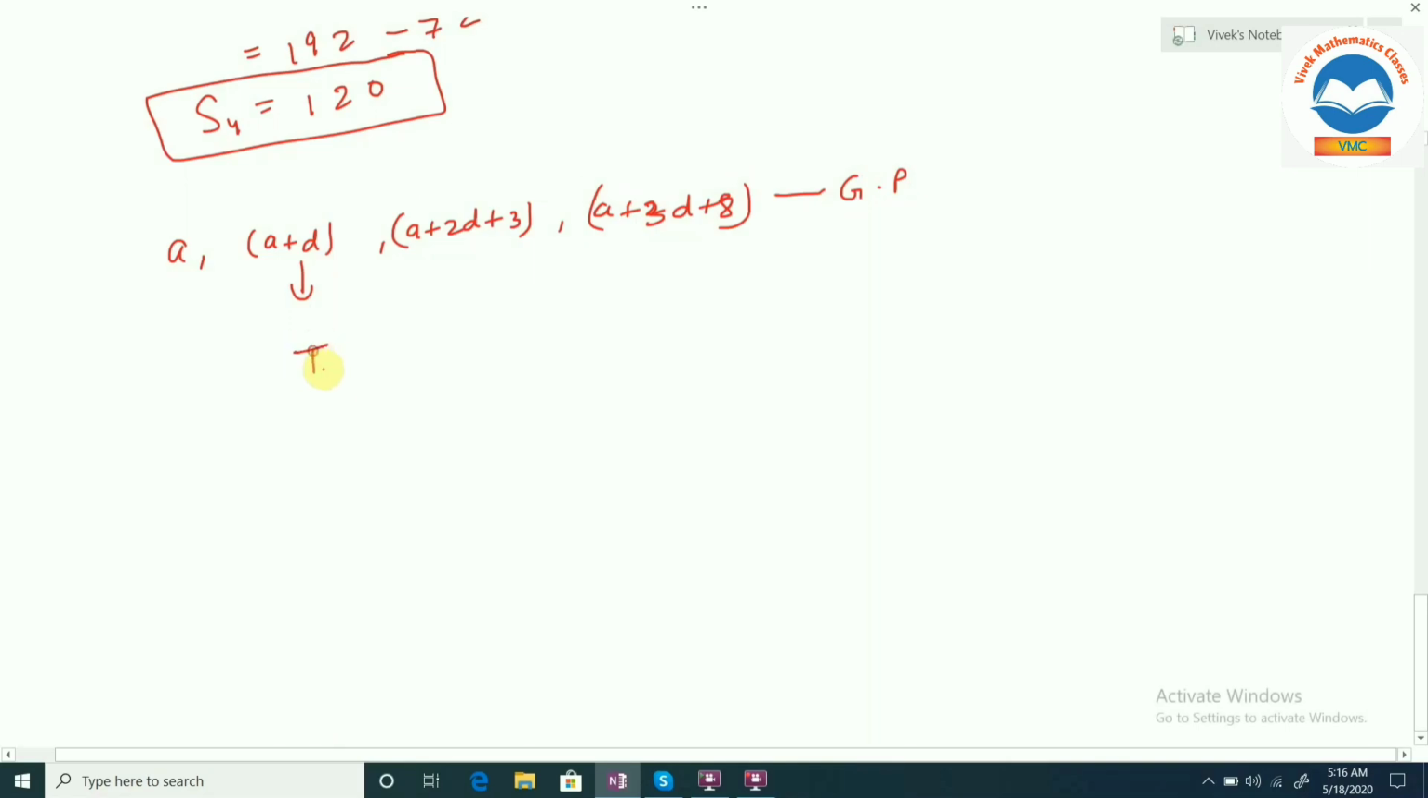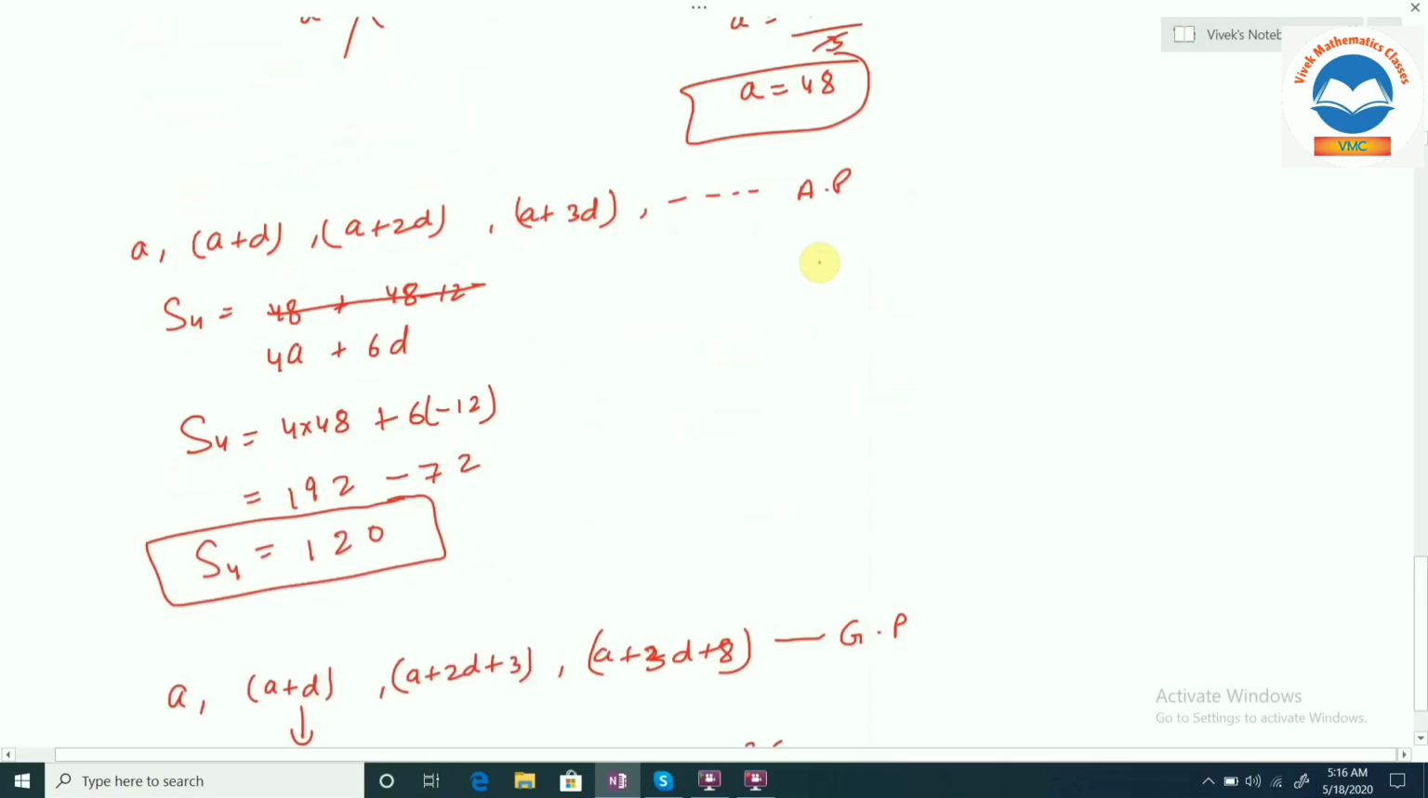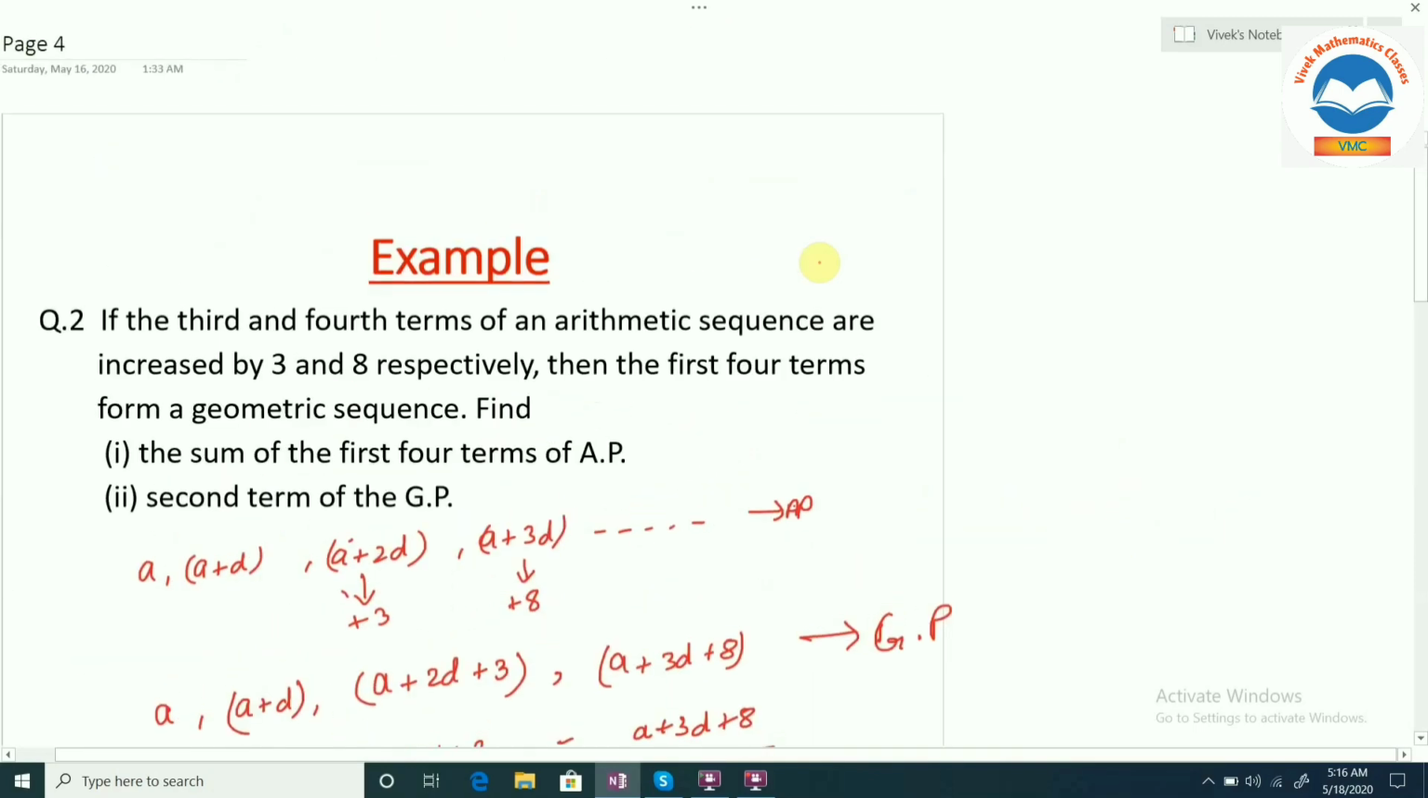Okay. So what will be our T2? T2 will be a plus d. Substitute here. a we are getting as 48, minus 12 will be 36. Second term of GP we are getting as 36. I think both the things we have got. We will move to the next.